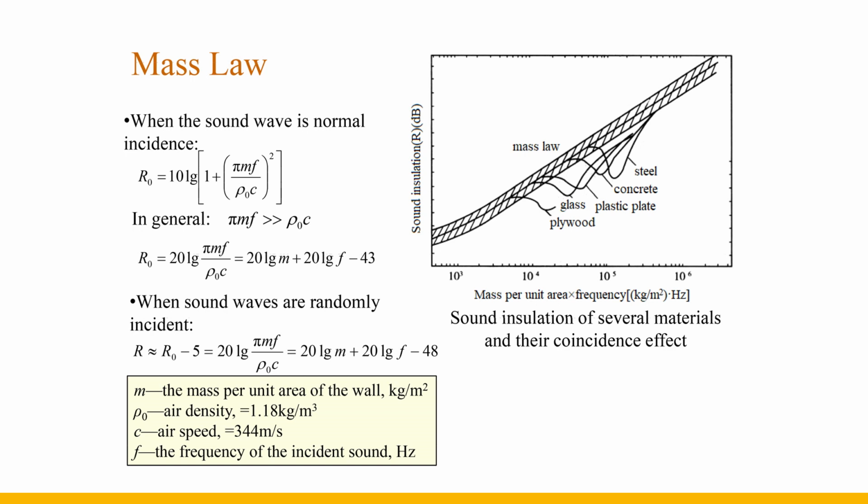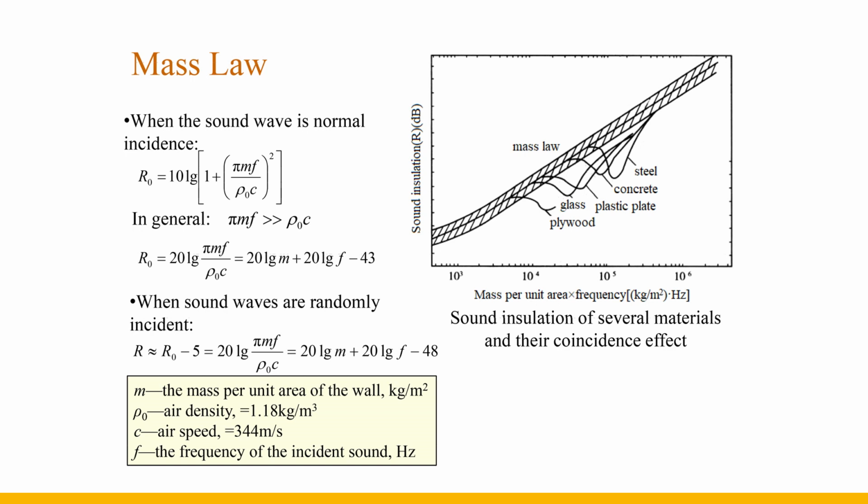It can be seen from this formula that the greater the mass per unit area of the wall, the better the sound insulation effect. Every time the mass per unit area doubles, the sound insulation increases by 6 dB, which is the law of mass. Only 4 to 5 dB can actually be achieved. At the same time, each time the incident sound frequency doubles, the sound insulation also increases by 6 dB, which can only reach 3 to 5 dB in practice.